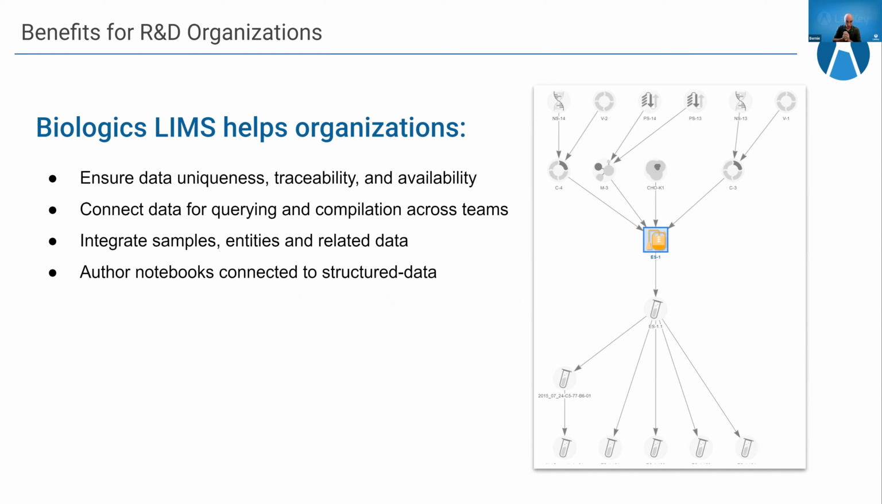Biologics LIMS really helps organizations ensure data uniqueness, traceability, and availability. Why is that important? How much extra work might you avoid if you are told a cell line you're experimenting on already exists with lots of data when you try to register it, or that some molecule already has an established purification method when you get samples of it, instead of going and redoing all of that work?